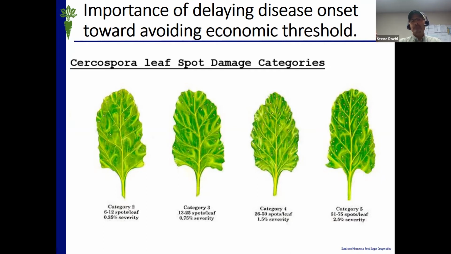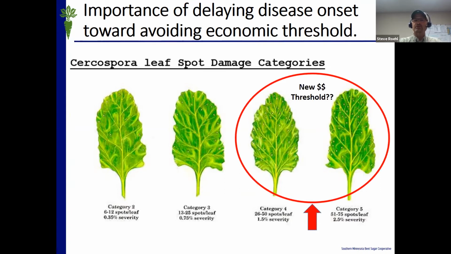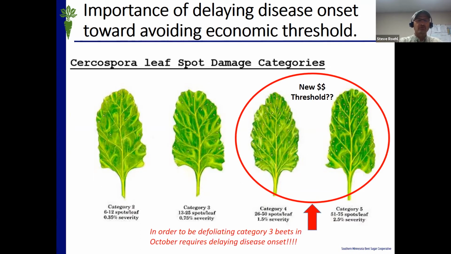the more hotspot areas for Cercospora leaf spot infection, I think it's fair to say that we probably need to consider a new threshold that exists somewhere around that category 4 to category 5, where we experience that slippery slope to that financial penalty for allowing the Cercospora leaf spot disease to get that far along.